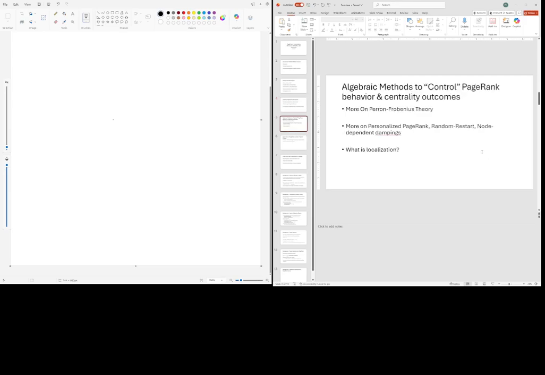The second paper will go a little bit more into Perron-Frobenius theory, because it's important to understand the structure of PageRank so we can control it. We'll go into personalized PageRank more, including random restart, node dependent dampings, and what localization is. Then we'll get into applications. At the end, we can go over some fun applications in chemistry, biology, neuroscience, complex systems, and more.